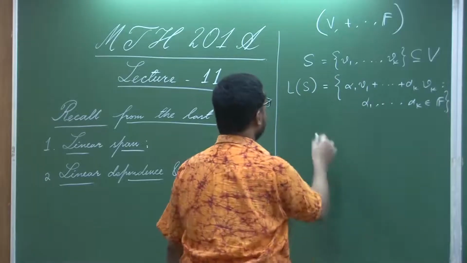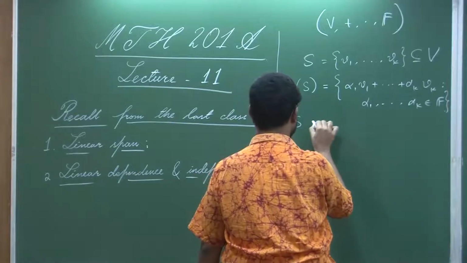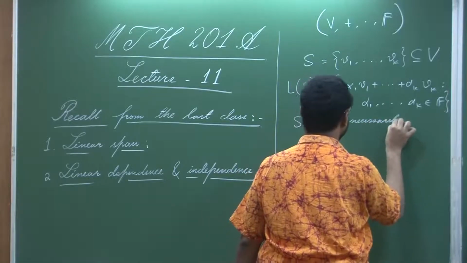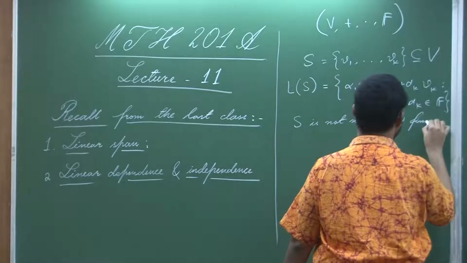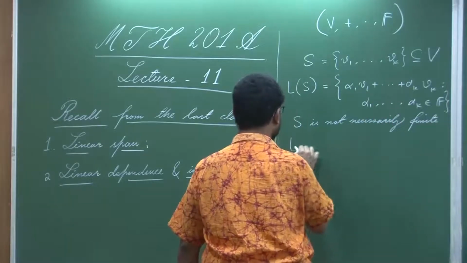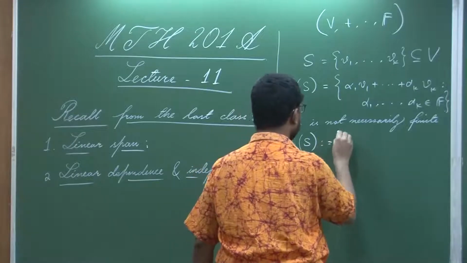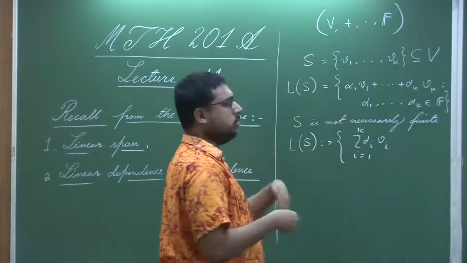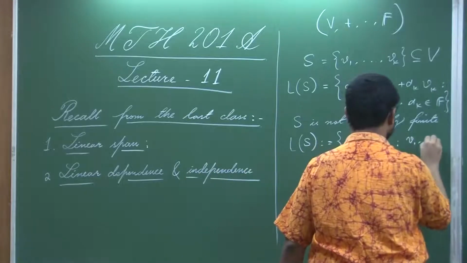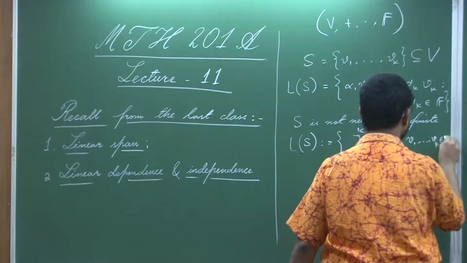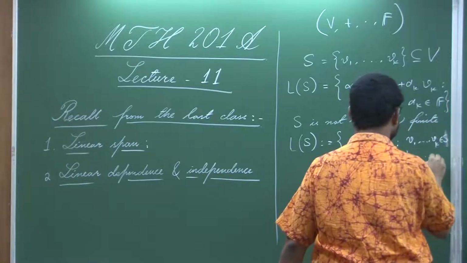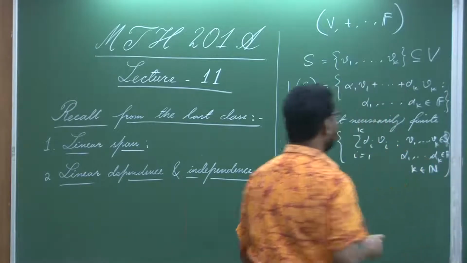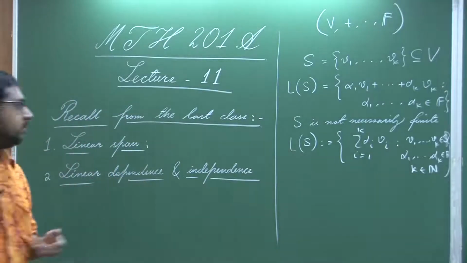For general S, when S is not necessarily finite, in that case L of S is defined as the collection of all possible finite linear combinations, that is, we will first pick up finitely many elements from S, and similarly finitely many scalars, and also k is allowed to vary because I am collecting all possible finite linear combinations.